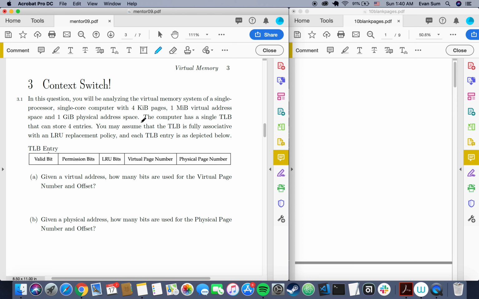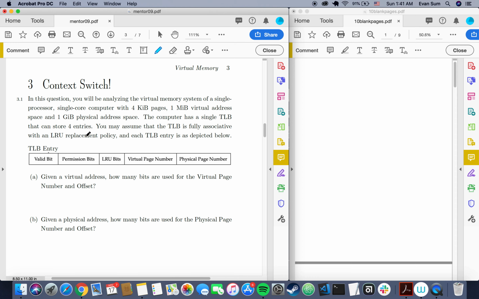So in this question, I'll let you read just the top part while I'm talking. But the key things to note are that there are 4 kilobyte pages, 1 megabyte for the virtual address space, and 1 gigabyte for the physical address space. And then there's a single TLB that stores 4 entries, so that's super important for later. And we may assume that the TLB is fully associative, with LRU replacement.